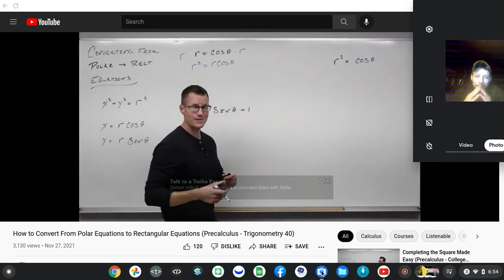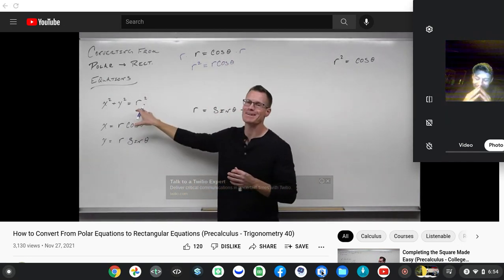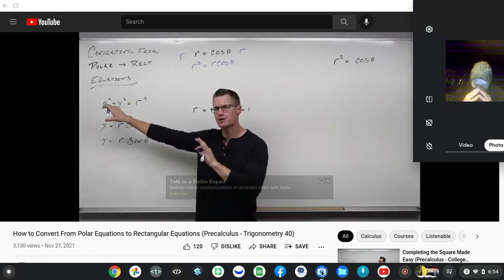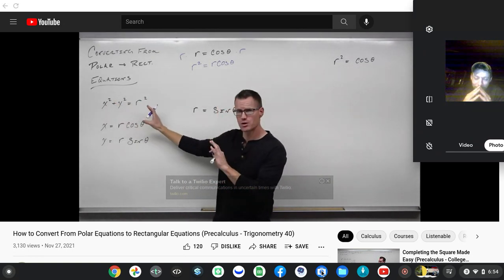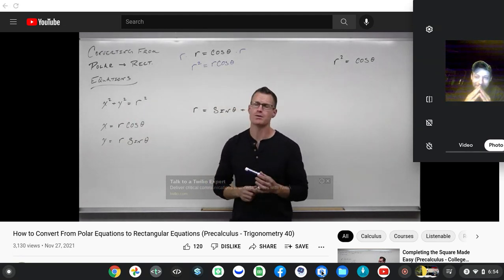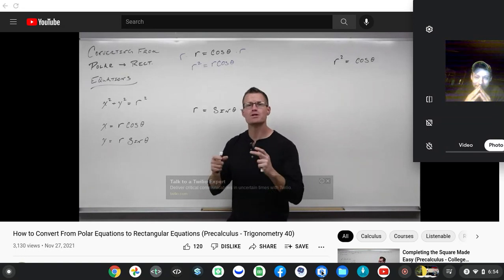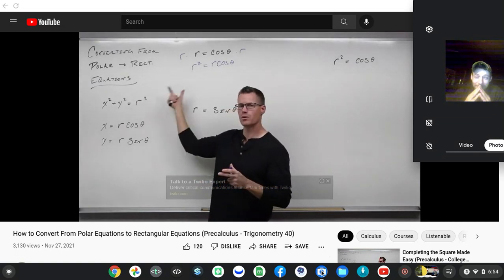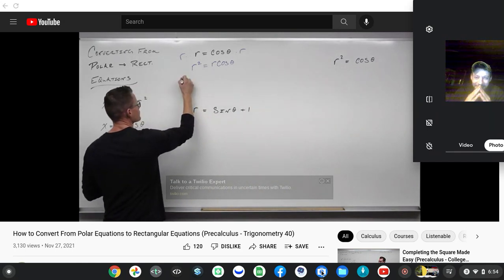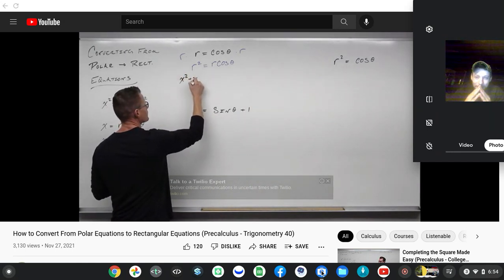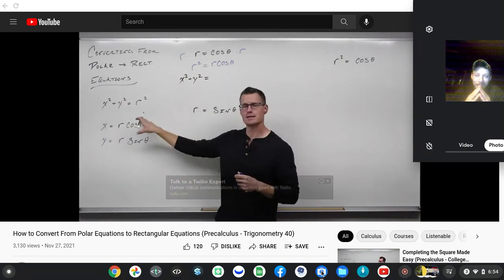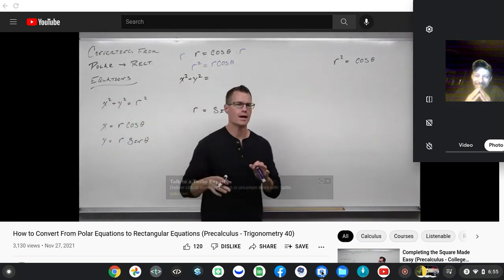Now, this is super nice because we see right here, r squared is equal to x squared plus y squared. Whenever we saw x squared plus y squared, we were able to replace it with r squared. Now the reverse is true. When you see r squared, we can certainly replace that with x squared plus y squared. And we've just converted this piece of our polar equation into something that's rectangular. Now, r cosine theta is x, so we can replace that piece with x.